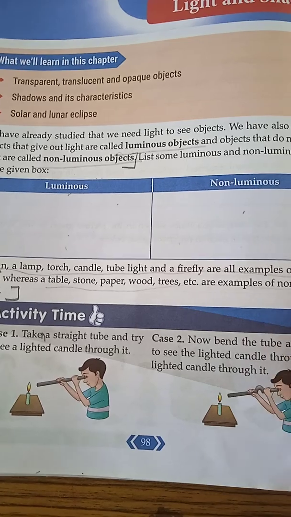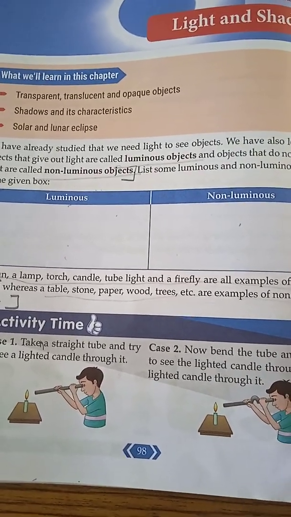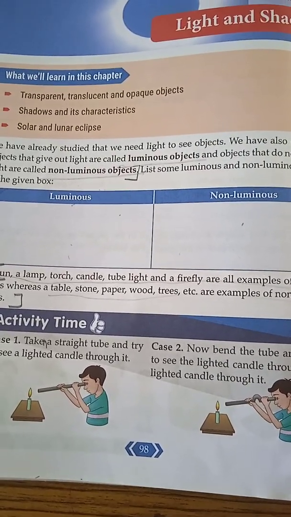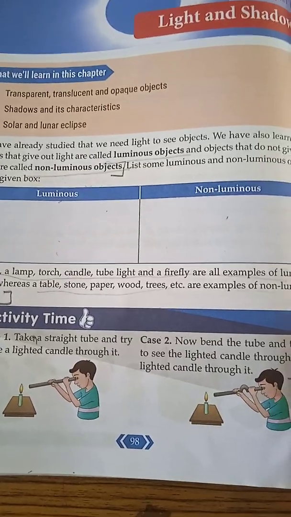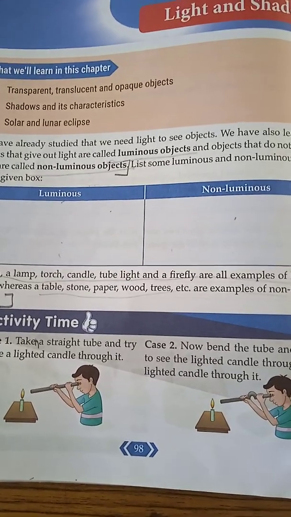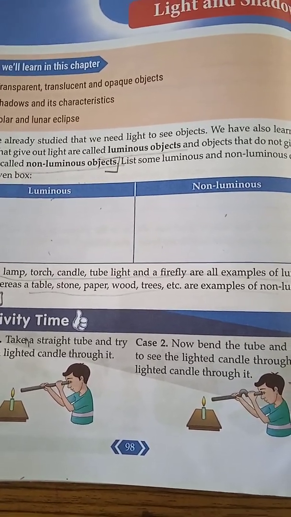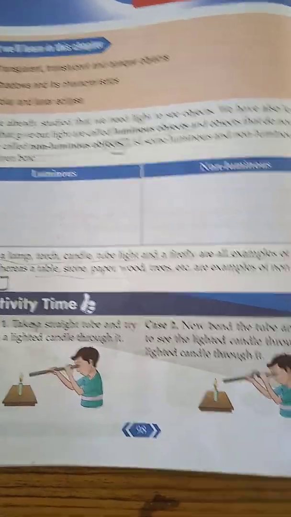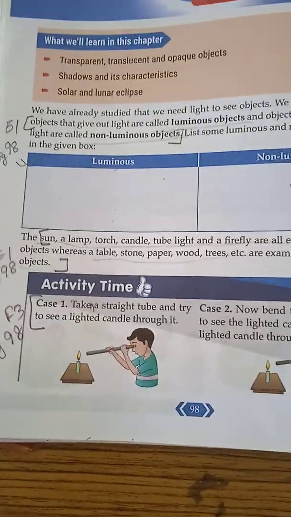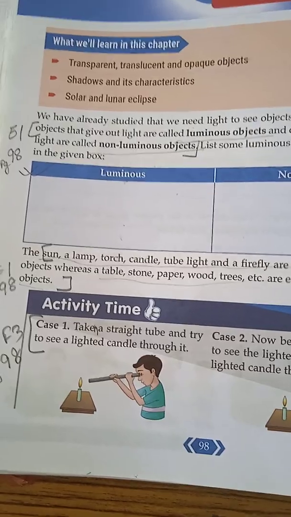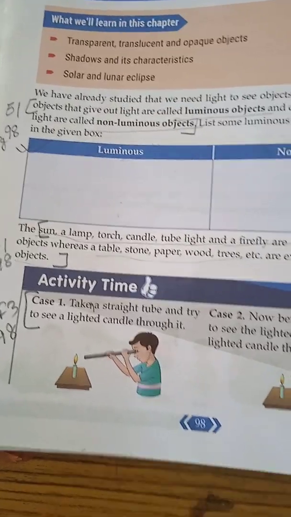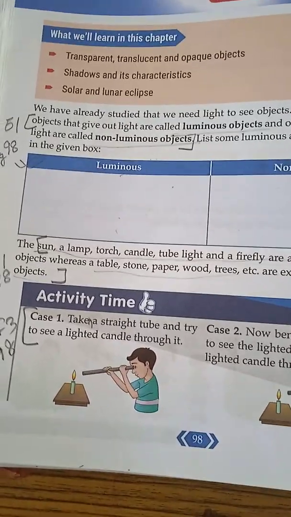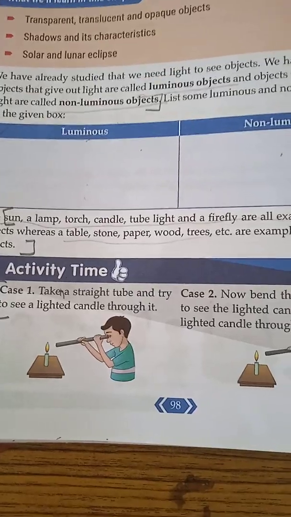The objects that do not give out light are termed as non-luminous objects. For example table, pen, paper, wood, trees, these are non-luminous objects. They don't emit any light. So they are regarded as non-luminous objects.